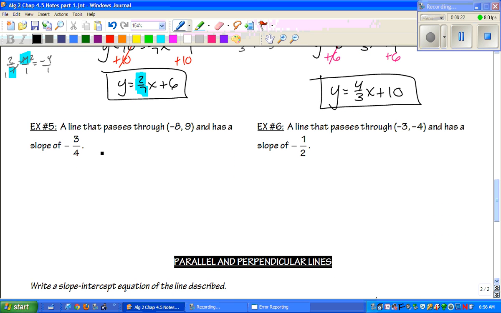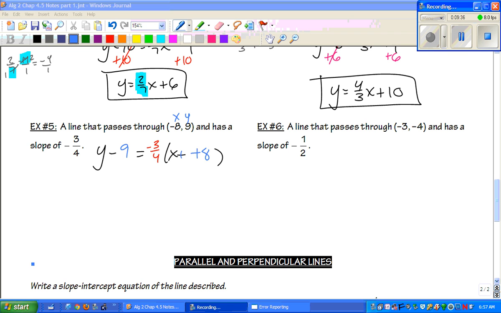All right, number 5. Why don't you guys pause the video and see if you can plug everything into where it belongs. Okay, there you go. You get y minus 9 equals negative 3/4 parentheses x, and that back part turns to plus 8.